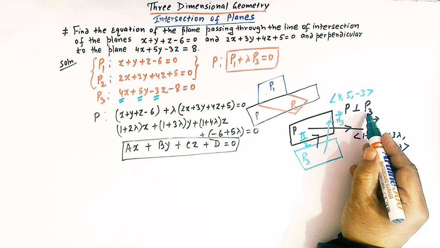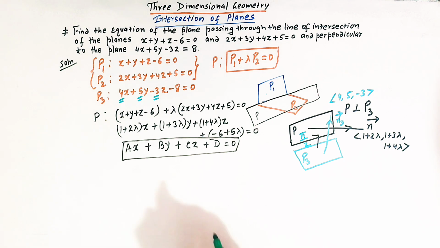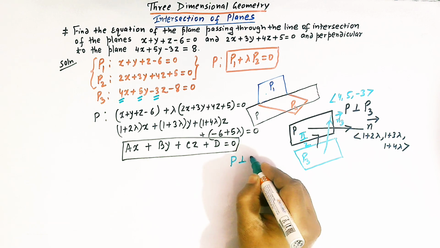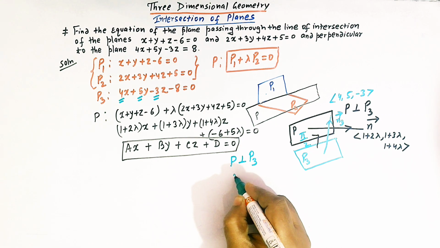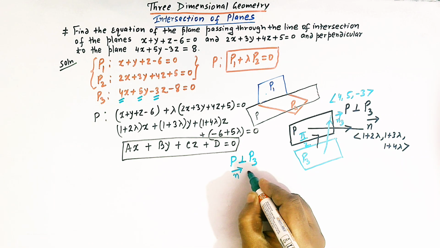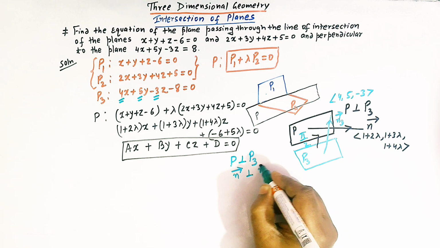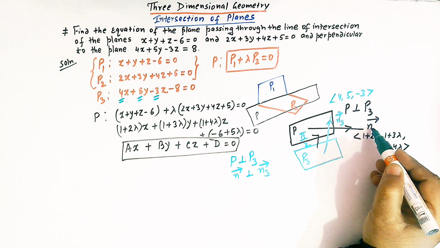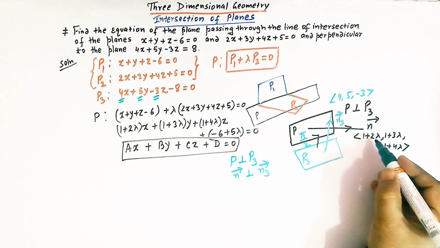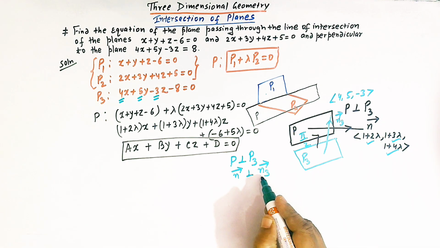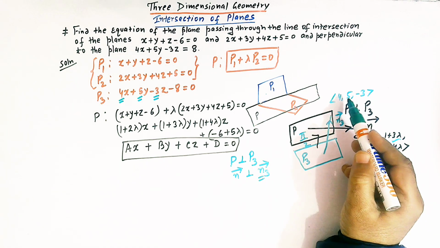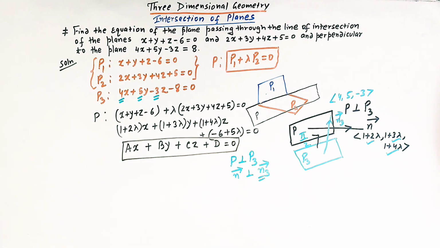So when two planes are perpendicular, then their normal vectors are also perpendicular, right? So when this plane P is perpendicular to the plane P3, then the normal vector should be perpendicular to the normal vector n3, right? And the direction ratios of this normal vector n are given by these three numbers, and similarly the direction ratios of this normal vector are given by these three numbers.